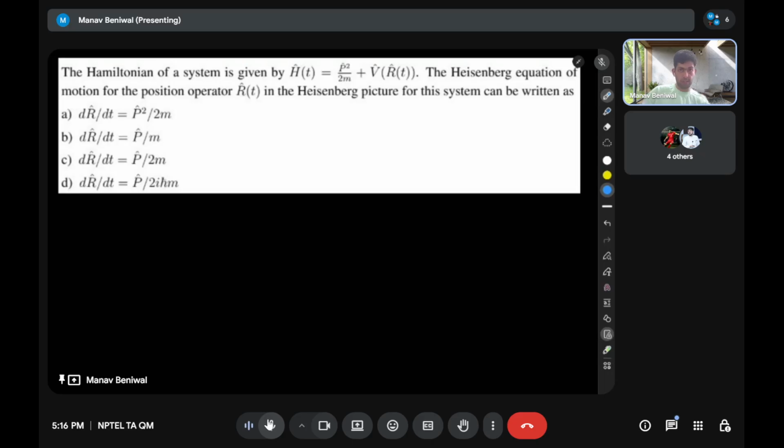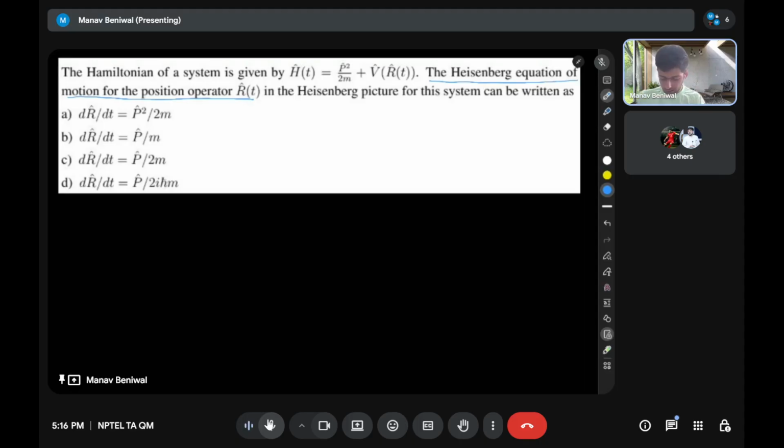So what are we given? We are given the Hamiltonian in terms of p squared, and there is some potential V which is a function of r. What are we asked? We are asked the Heisenberg equation of motion for the position operator r. So essentially how our position is changing with time.